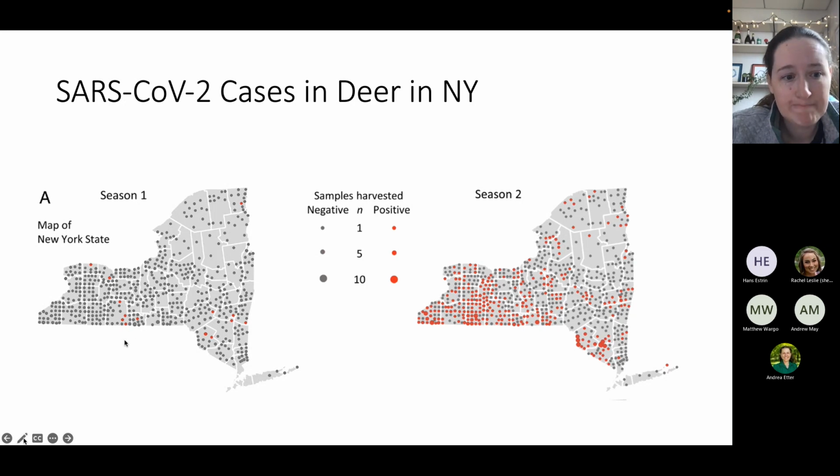And here you see a little bit of COVID early on. And this is also in those places that were yellow in the human COVID maps. And then you see much more spread in the second season. And they also showed nice evidence that this was spreading between animals within the state, and nice controls to show that these were not false positive results.